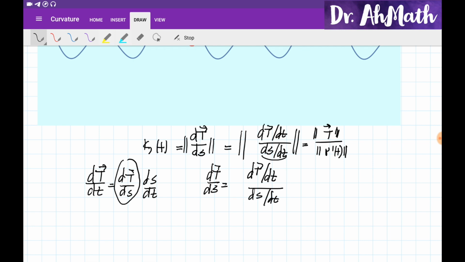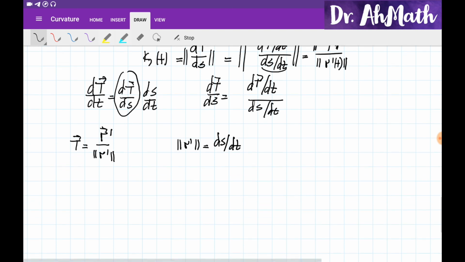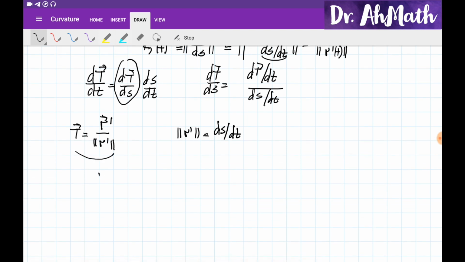By doing some manipulations, we can derive another formula. Please note that the unit tangent vector is obtained by taking the derivative of the curve. The curve is given with some function r, and by normalizing this, dividing the derivative by its length, we get the unit tangent vector. At the same time, the norm of r prime is equal to ds/dt. So from here, I'm going to find r prime. r prime is equal to the norm of r prime multiplied by T.